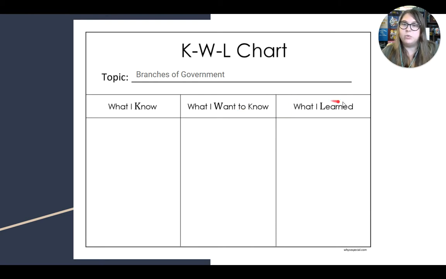The spot for what I learned at the end, this is where we're going to take our notes. So this is a good place to write down any information that you want to keep from today so that you have it in one specific place. We'll be able to find it easily under branches of government. And we'll be able to look under the what I learned column. So that's a good place to put down any notes that you have.